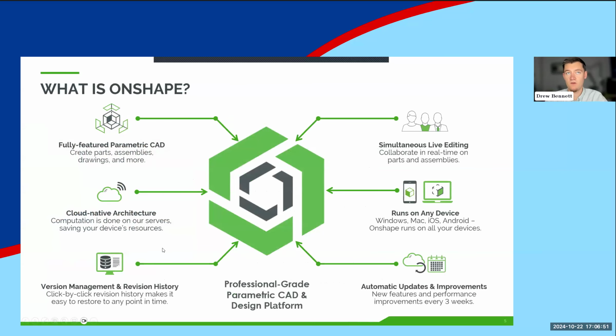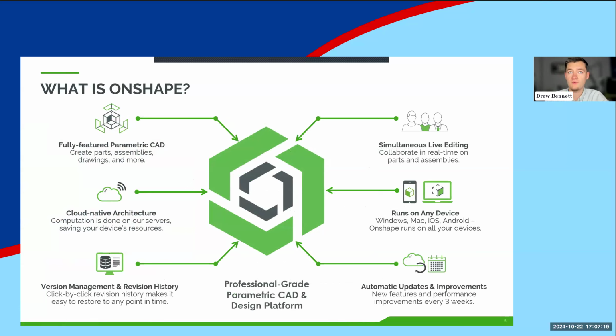All right, so what is OnShape? Whether you're familiar with OnShape or not, I just want to lay some of the groundwork here so everybody knows we're all on the same page. The two most important things about OnShape for all of you are that it is fully featured parametric CAD, and parametric CAD is the industry standard way that products are designed. So what it does is it allows you to create parts, combine those into assemblies, make your 2D drawings, and a whole lot more functionality.